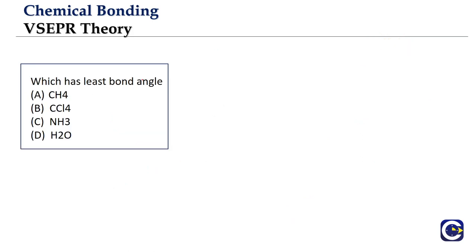Look at this one, which has the least bond angle. Obviously, when you have questions like this, they will give us a good number of times the molecules having similar geometrical arrangement, the geometrical arrangement of the valence shell electron pairs based upon the VSEPR theory. Sometimes they may give us non-related molecules also. Once we do a little bit of practice we will be able to answer those questions. So here, luckily we have methane, carbon tetrachloride, ammonia and water. We have to tell which of them will have the least bond angle.